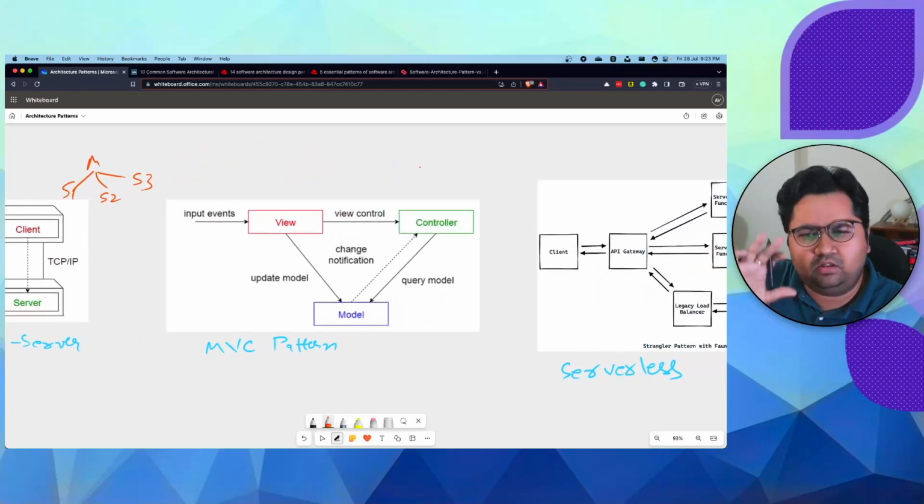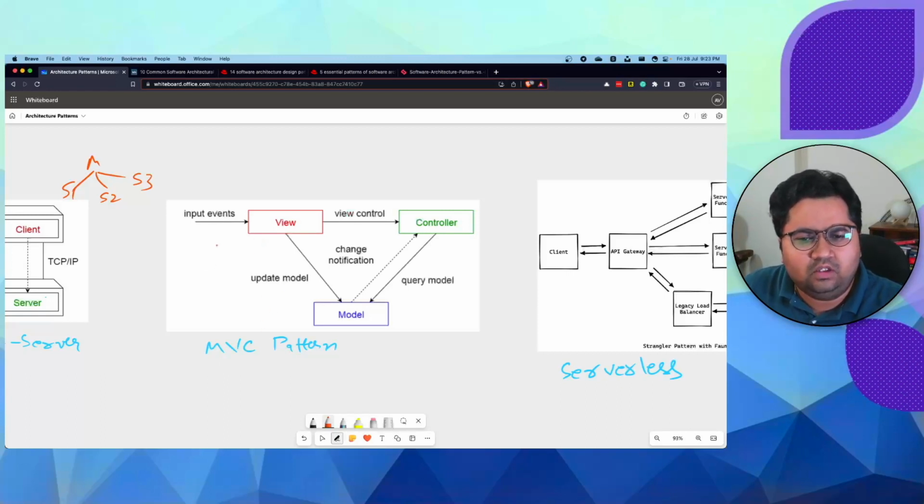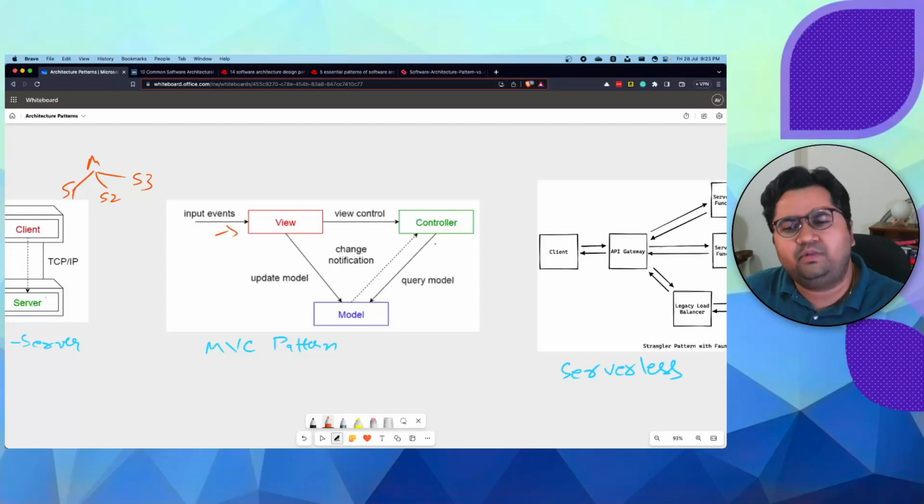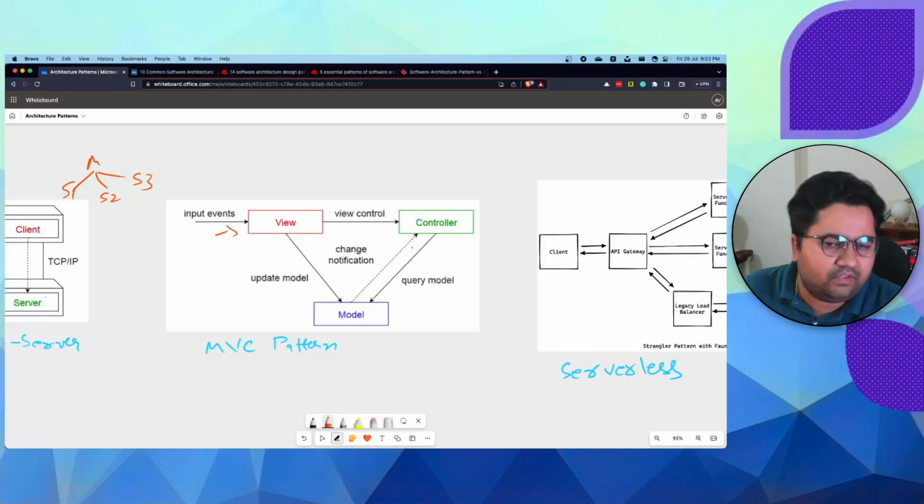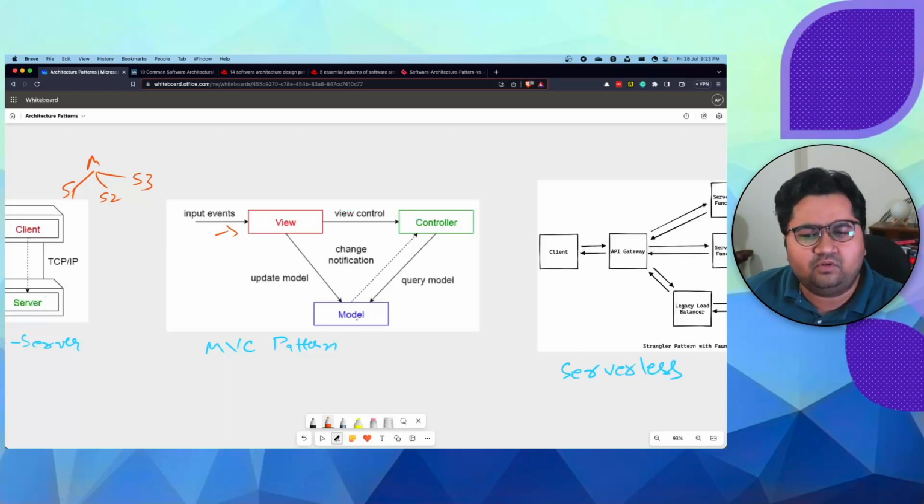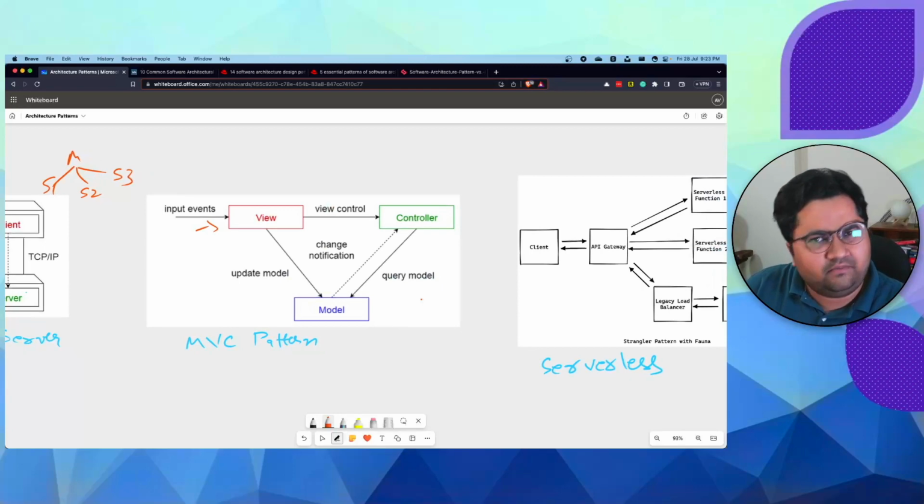Very popular from the good old days, the MVC pattern, model view controller. Typically you get an input which is fed into the view, and then you have a controller which determines what needs to be done, and if there's data, it goes and queries a model. The view can also update the model depending on the scenario. This is what talks to the database. These are very traditional patterns.